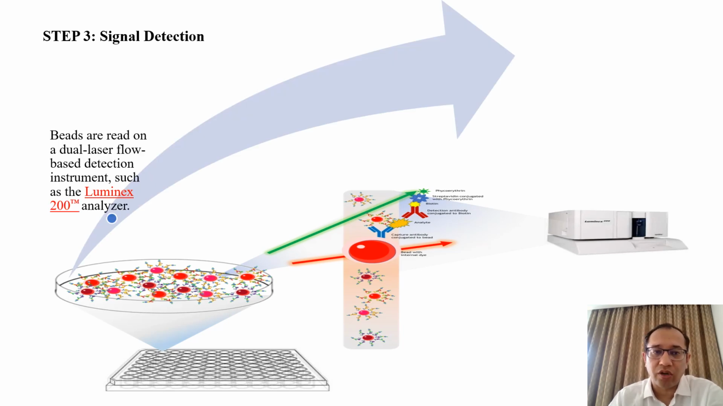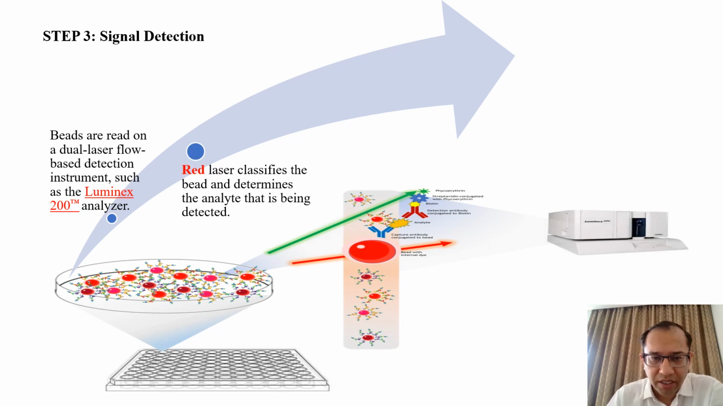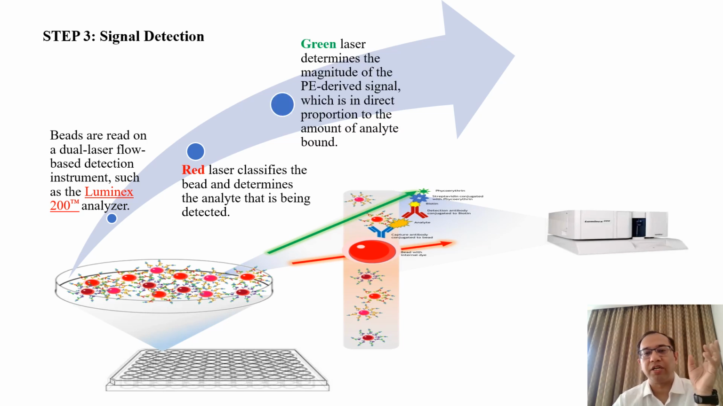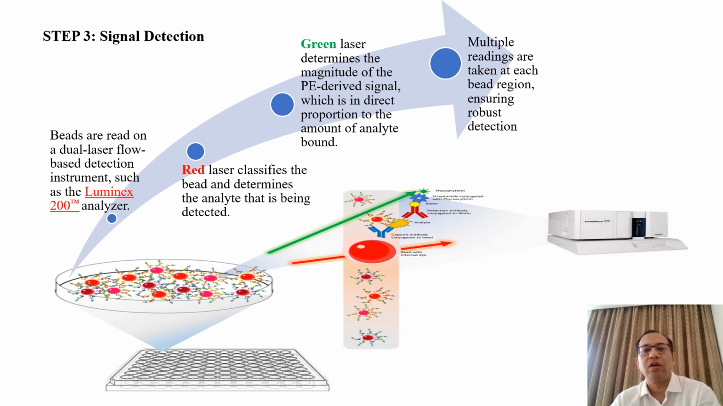Beads are read on a dual laser flow based detection instrument such as Luminex 200 or Luminex 100. Basically the red laser is the one that classifies the beads and determines whether the analyte is being detected or not. And the green laser tells you the magnitude of the signal, that is the phycoerythrin derived signal. So red will tell you the specificity, whether it is HLA A2, B1, B51 or whatever. And the green laser is going to tell you the intensity or the amount of fluorescence that is there, which will determine whether it is a positive or a negative analyte.